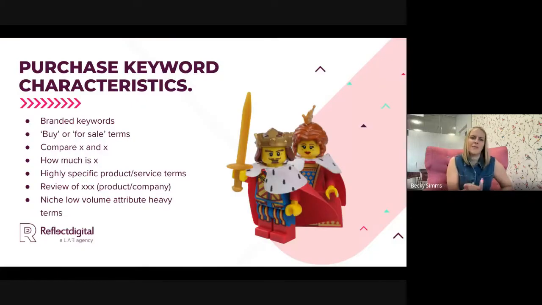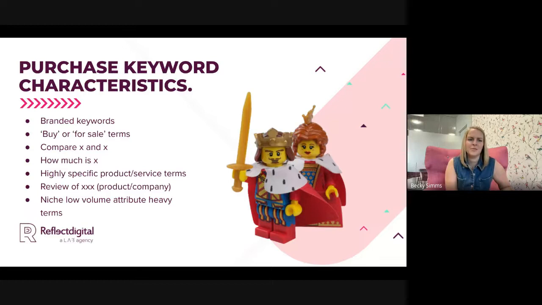So types of characteristics we might see here are things like branded keywords, buy or for sale, as we saw with the plant example, compare X and X, how much is, highly specific product or service terms, or maybe those review terms where they're asking really specifically for a review about something.